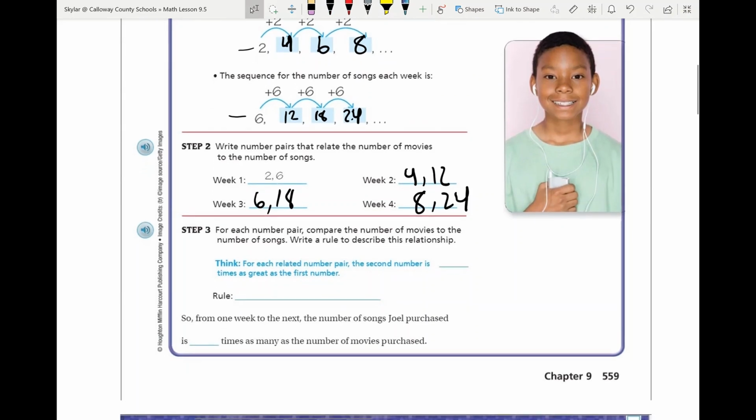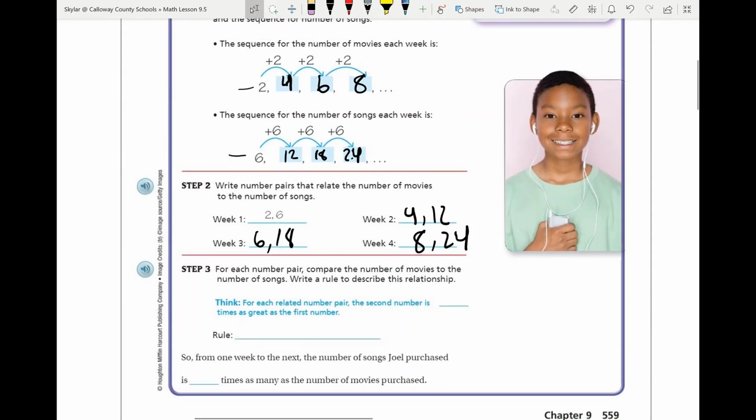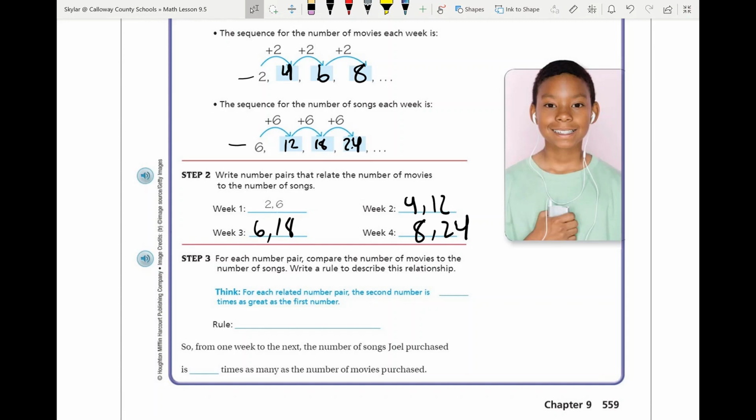So now that we have these number pairs written out, we can actually see how they relate to each other. So how does the first number relate to the second number? Remember, our first number is the number of movies. The second number is the number of songs. So 2 and 6, 4 and 12, 6 and 18. You should realize the pattern here is we are multiplying by 3. So your first number is songs. Or excuse me, your first number is movies.